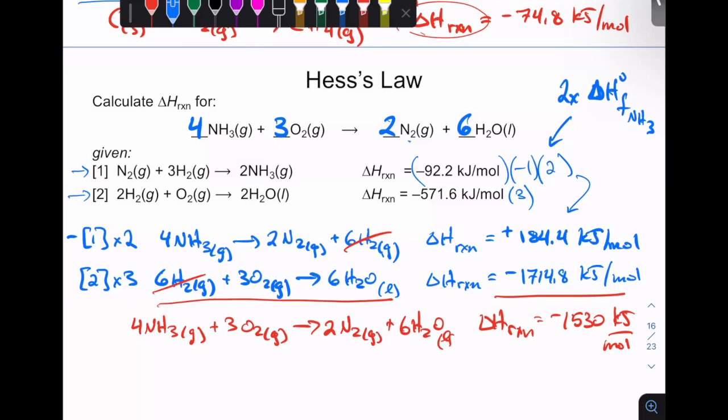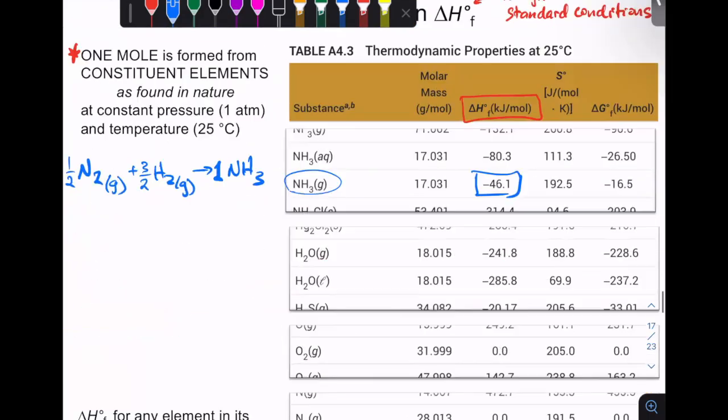Here, once again, we've got what looks like a formation. We're making H2O from its constituent elements as they're found in nature, hydrogen gas and oxygen gas. But that's not for 1 mole, that's for 2 moles. So if I take that value and cut it in half, what's half of negative 571.6? Let's take a look, because it should be what's right here, H2O liquid. It's going to be negative 285.8.